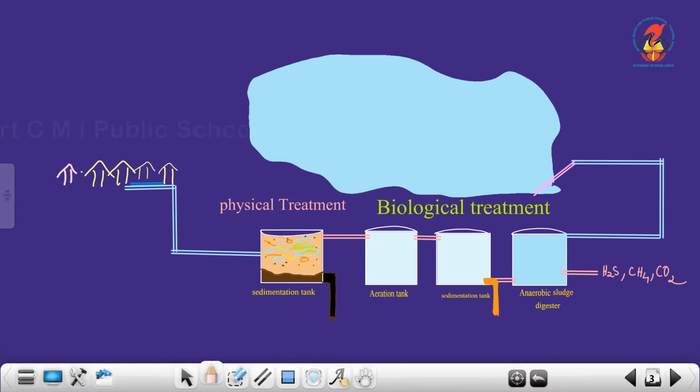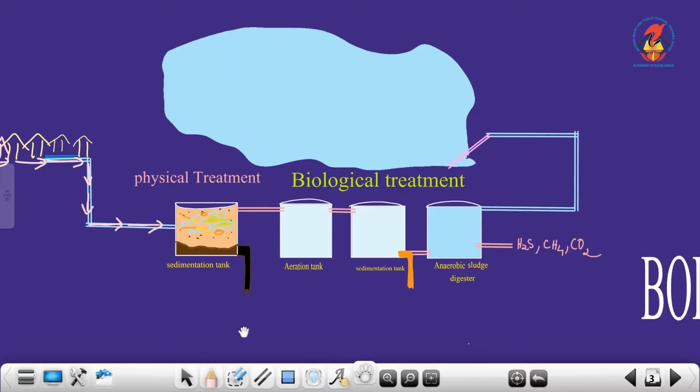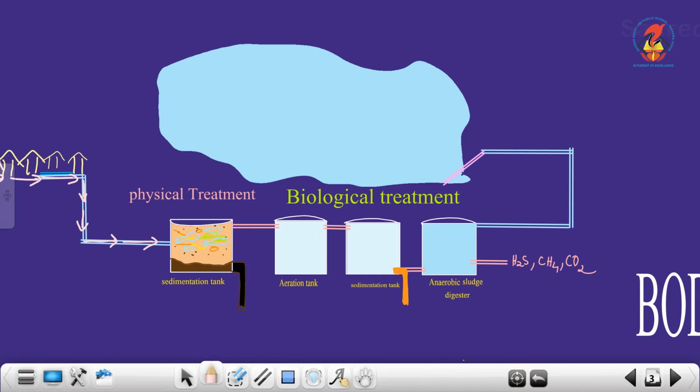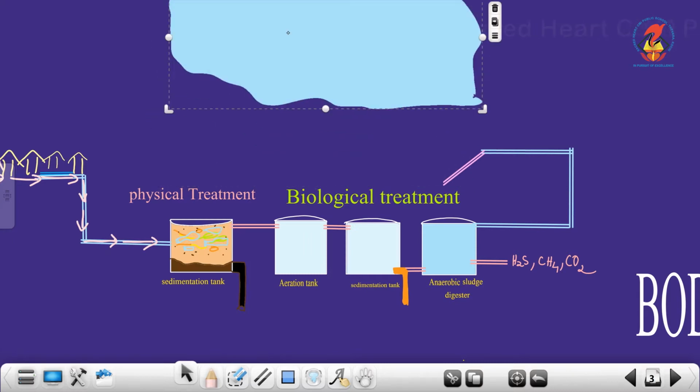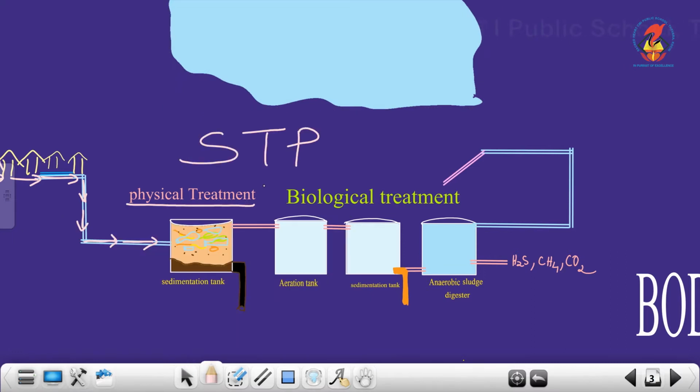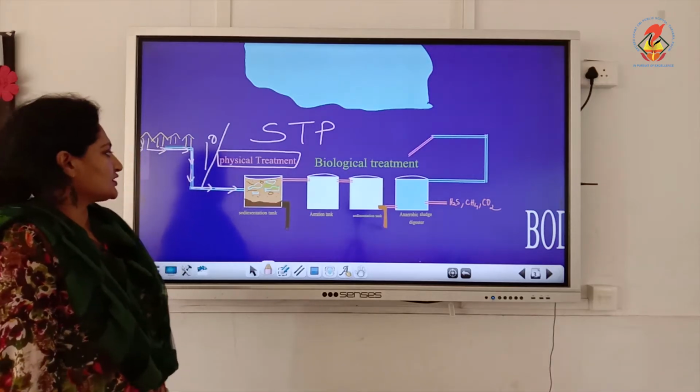See, here I have indicated some households. This indicates a city or town. The water coming from the kitchen or the bathroom, etc. is taken for treatment. This is a sewage treatment plant. The first part of the sewage treatment plant is a tank which deals with physical treatment, and this treatment is known as the primary treatment. So first it undergoes primary treatment or physical treatment.